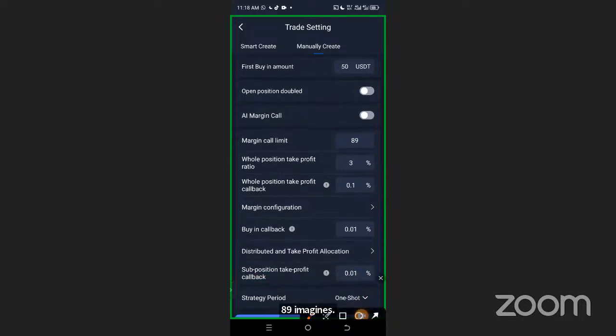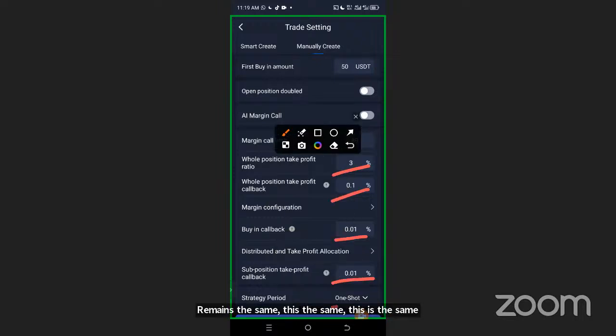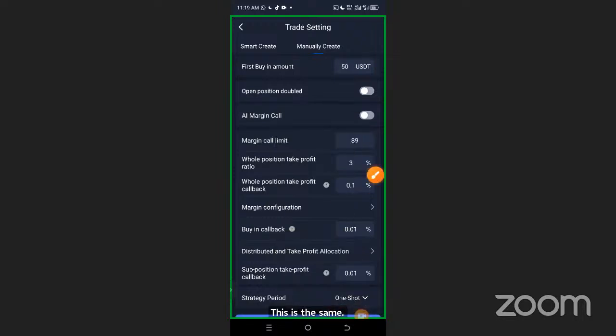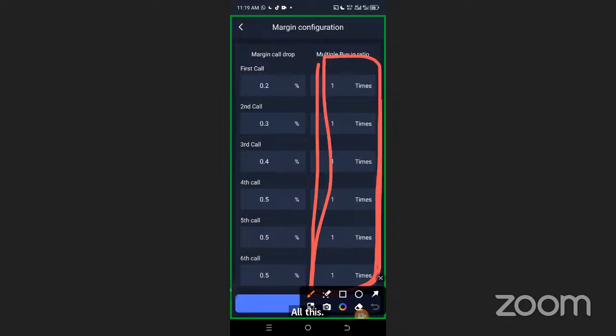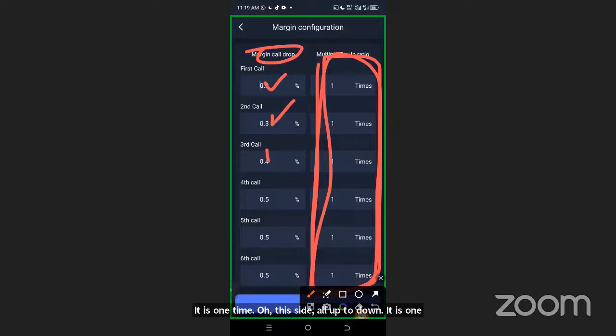Then the rest remains the same. Come and click on margin configuration. All this side, from up to down, is one time. Then on margin call drop, it is 0.2, 0.3, 0.4.